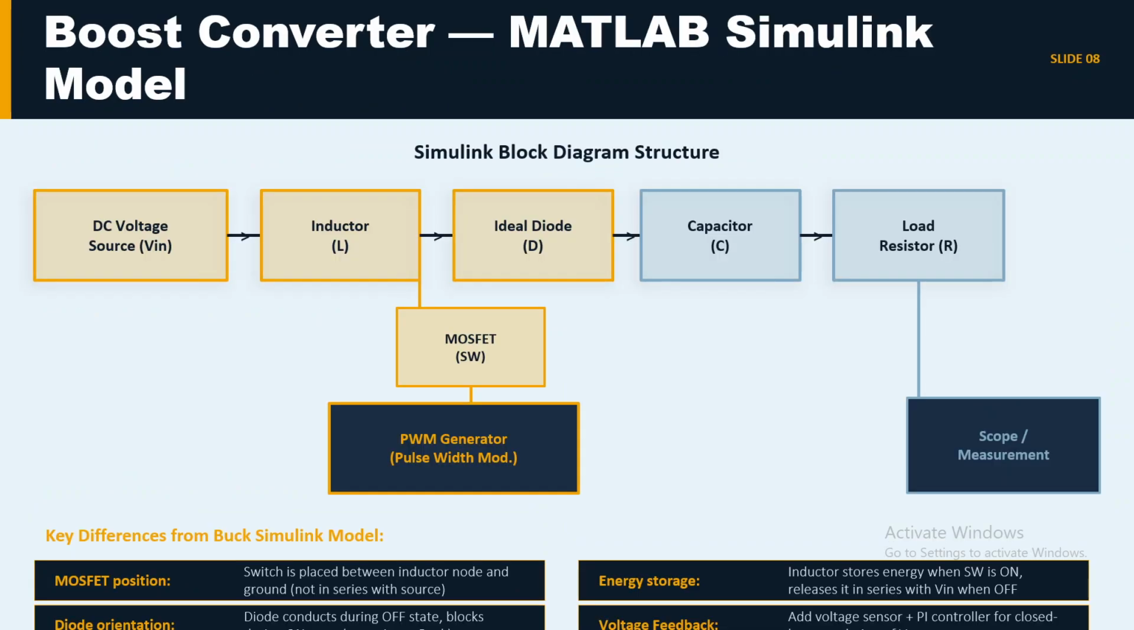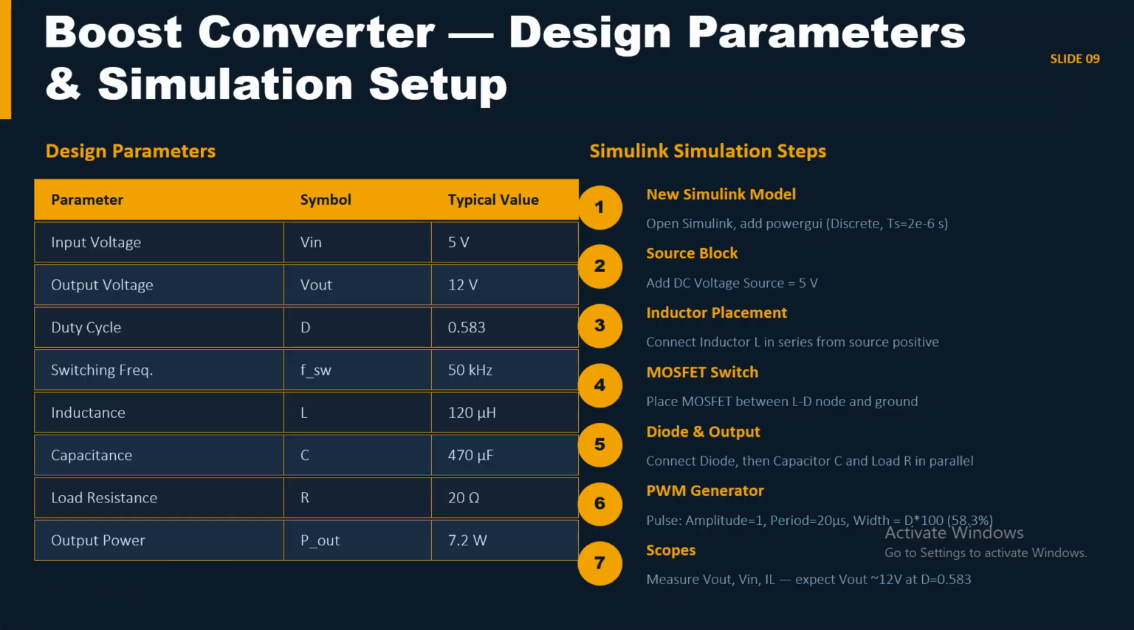Here also we will use the same type of components, but some connections are different, where we will connect the switch, capacitor and inductor in different places. I will show the circuit when you are making the Simulink model. Here also the same method, but here we are increasing the output voltage, not decreasing.